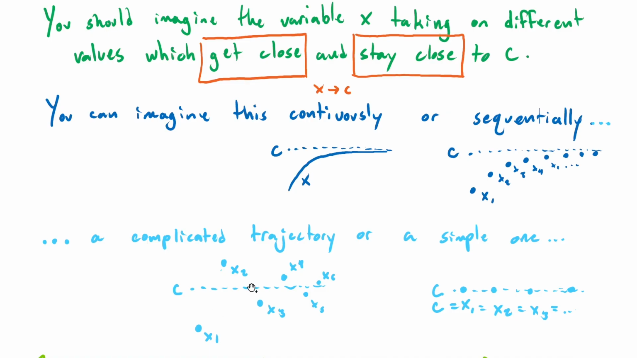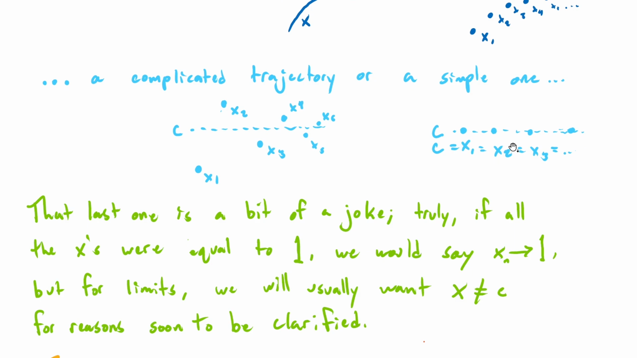You can imagine it bounces around c, getting closer and closer from above and below. You could imagine it just jumps to c immediately, and there it stays. Actually, this last one here is a bit of a joke. That is to say, yeah, sure, if the x's were all equal to 1, we would say that this sequence approaches 1 or converges to 1, but when we're going to talk about limits, which is the main focus here, we're usually going to want to not consider when x is equal to c. The reasons for that are going to be clarified when we see some of the main applications of the limit.